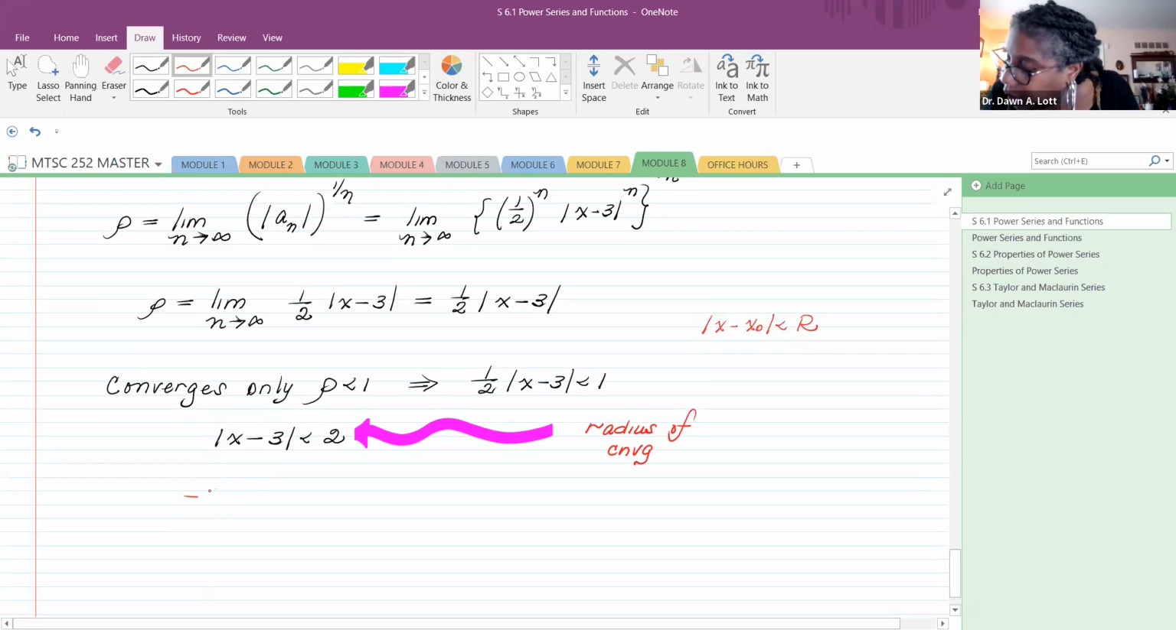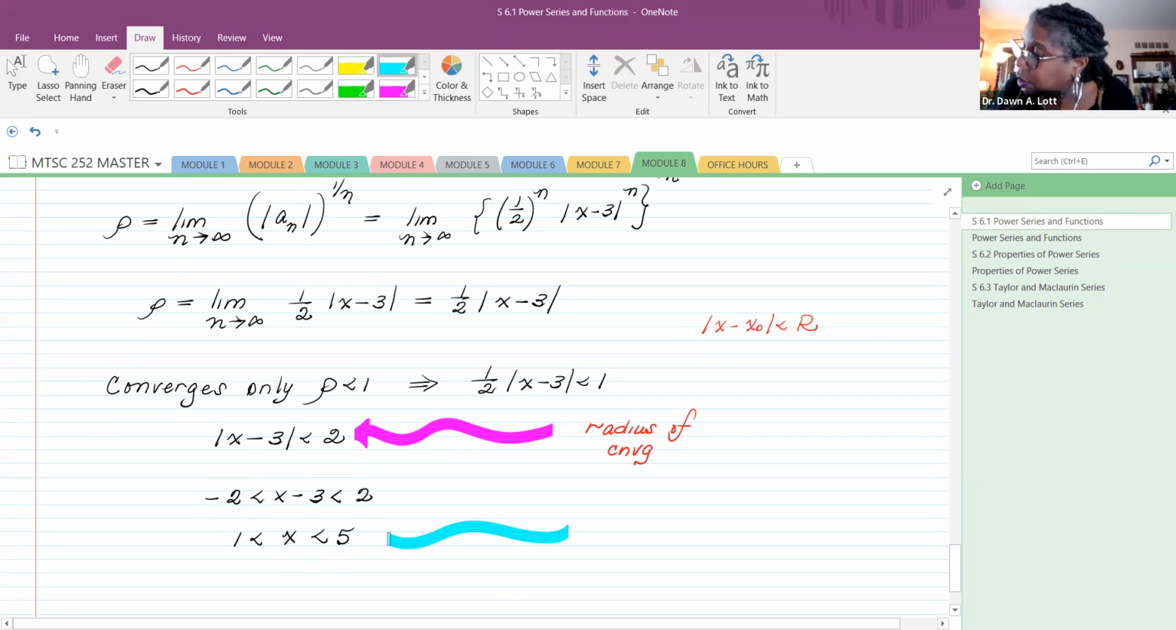So now I get -2 is less than x minus 3 is less than 2. So this gives me 1 is less than x is less than 5. And so this is my preliminary interval of convergence.